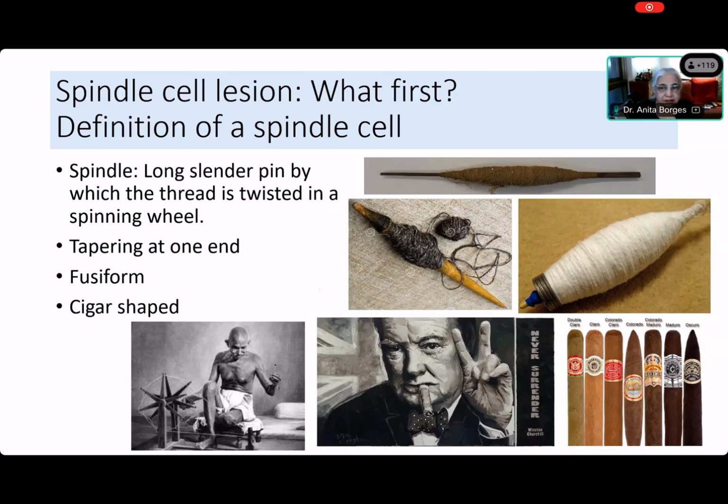So now, Diksha, I want you to answer. Now that we know what is a spindle, can you tell me what is a spindle cell? Spindle cell is an elongated cell whose nucleus length is more than 2/3 of its width. All right, so that's your definition of a spindle cell.